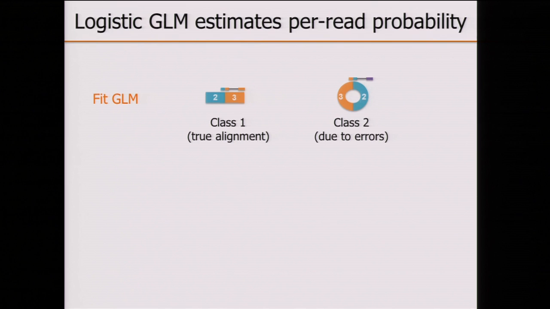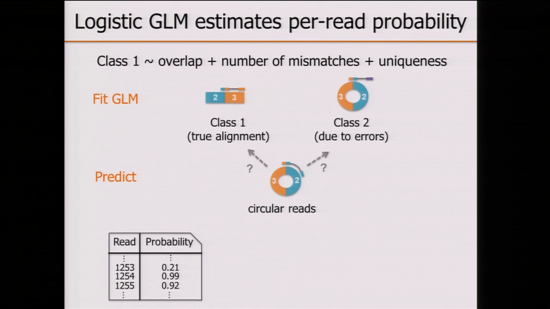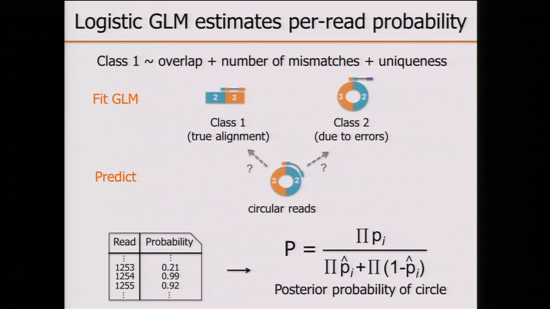So we use these to fit a model where properties of the read alignments are used. The probability of being in class one, or being a true alignment, is modeled based on the number of nucleotides that overlap the junction in the alignment, the number of mismatches in that alignment, and how unique that alignment is within the genome. And then we use this model to predict on this disjoint set of circular reads which of these look like they were true positives. And so the result is, per read, the probability that it was a true alignment versus a false positive. And then for each putative circular RNA, we aggregate the per read probabilities to generate a posterior probability of whether that circle was actually expressed in the data or whether it was a false positive.